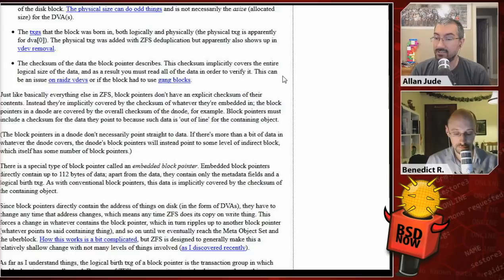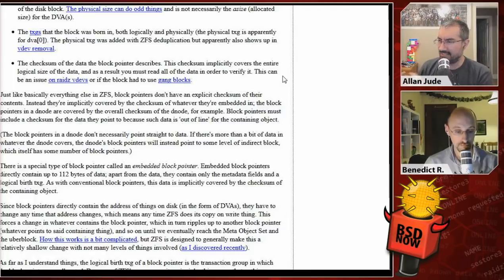It also knows the transaction group when the block was born, both logically and physically. So the physical transaction group is that of when the first copy was written and so on. The physical transaction group was added as part of the ZFS dedupe feature, but is also used in the VDEV removal code as well. Then the other thing that's in the block pointer is the checksum. So the checksum of the data that the block pointer describes. So you have your block of data, and then you have a block pointer that points to it, and it contains the checksum.